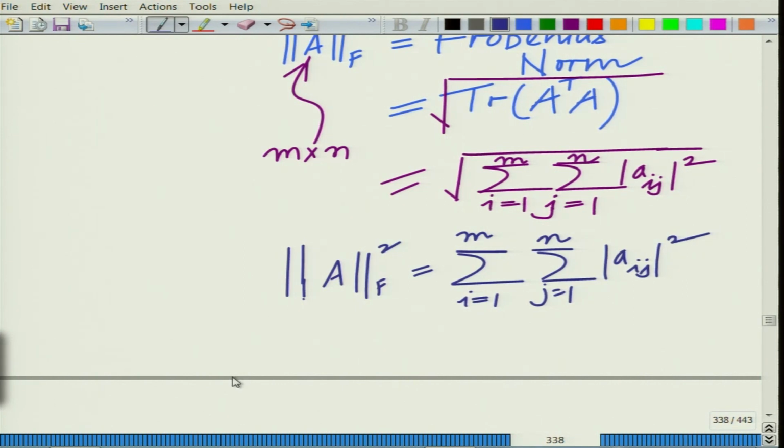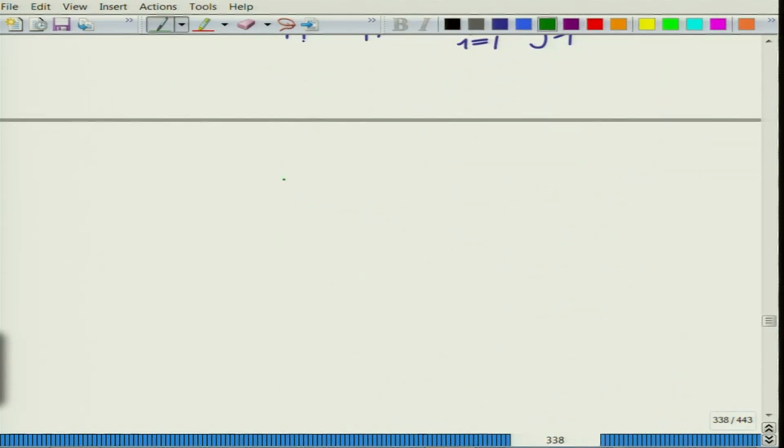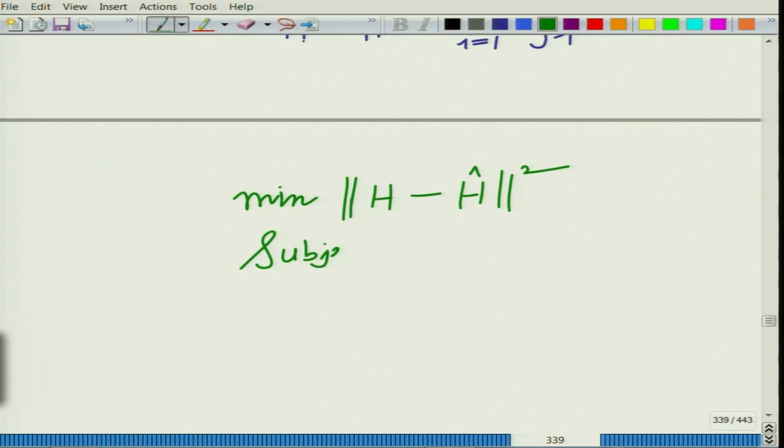Okay. So, now we want to develop the low rank approximation. What we mean is we want to find another matrix H hat such that H minus H hat is minimum. So, minimize norm H minus H hat subject to the constraint.